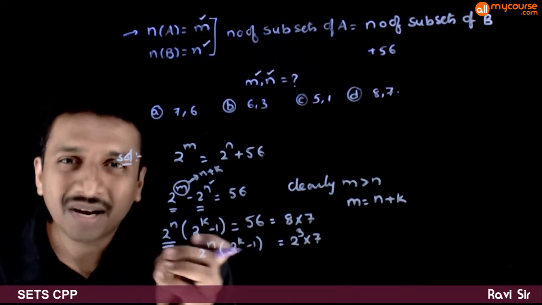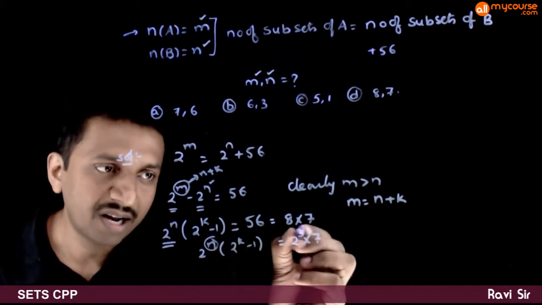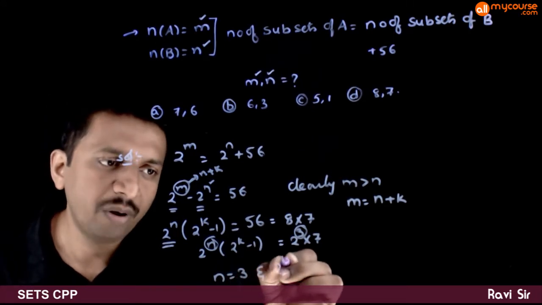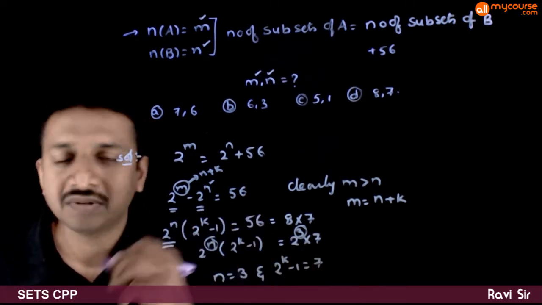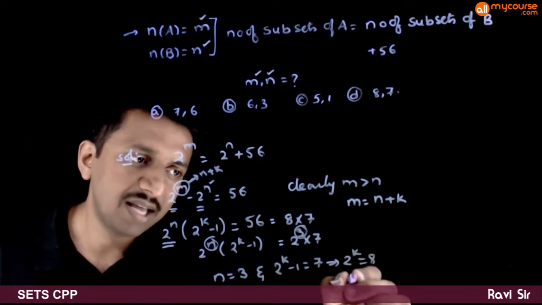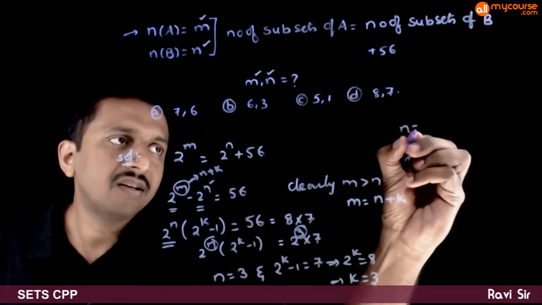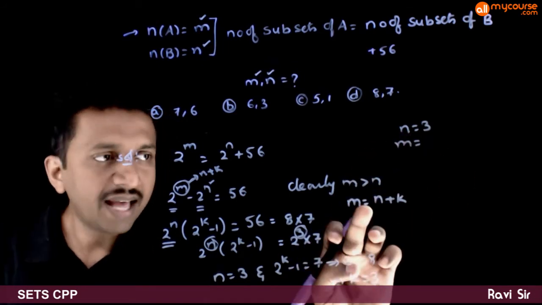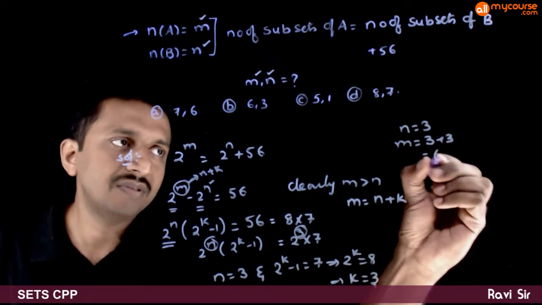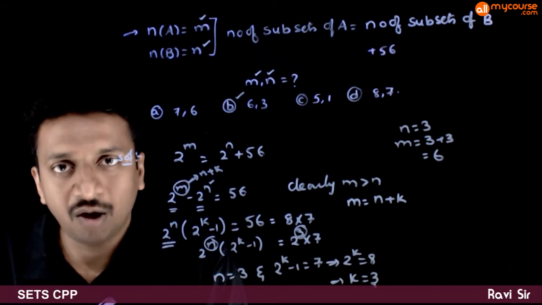A number has a unique prime factorization. So if these two are the same, the power of 2 has to be the same. That is, n has to be equal to 3 and 2 power k minus 1 has to be equal to 7. This implies 2 power k is equal to 8. So k is equal to 3. So n is equal to 3 and m is equal to n plus k, that is 3 plus 3, which is equal to 6. So the answer is m is equal to 6 and n is equal to 3. Option B is the right answer.